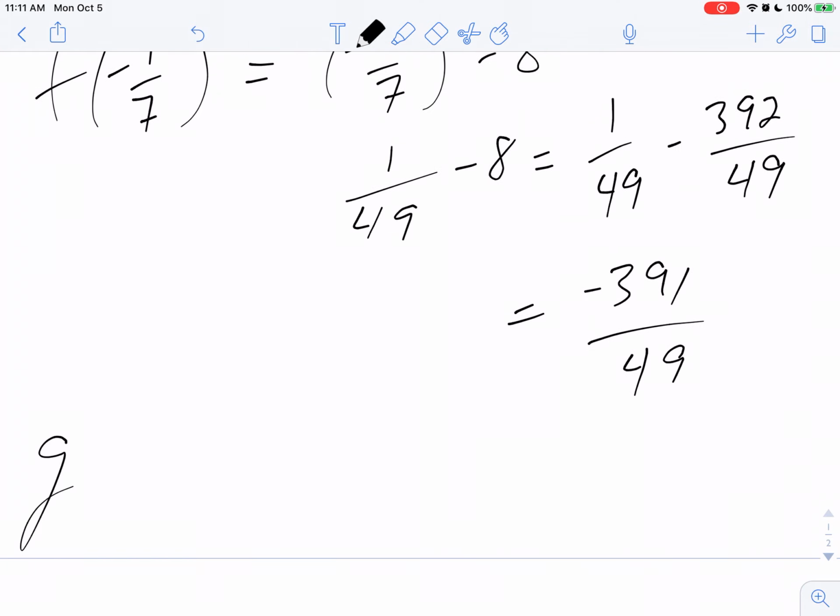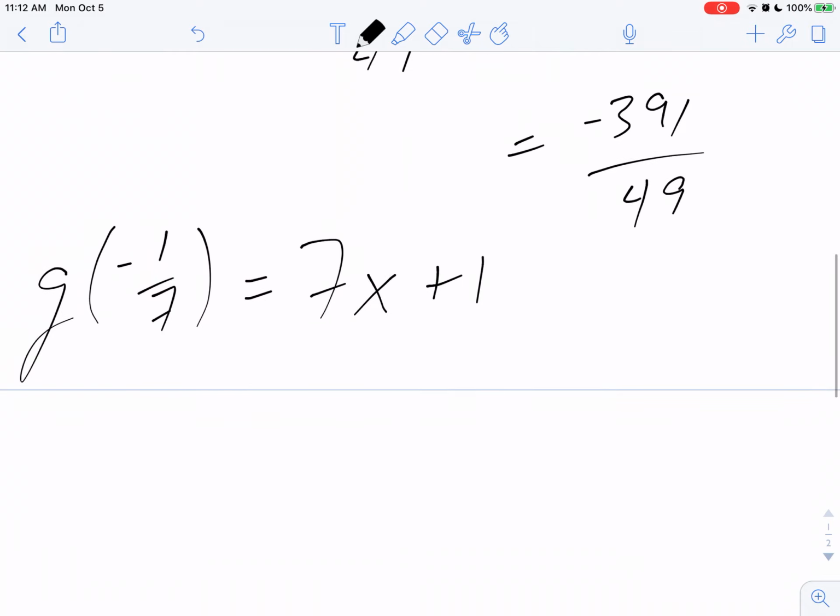So that looks easier, luckily. That gives you 7x plus 1. So substituting it into that gives us 7 times negative 1/7 plus 1. Well, 7 times negative 1/7, these cancel off, you get 0.